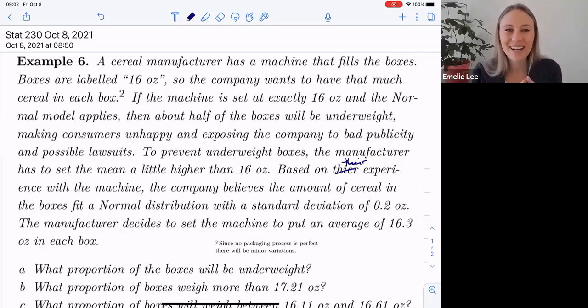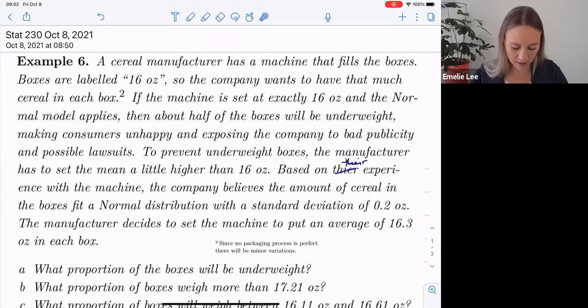Good morning. So we're going to start. We finished talking about some properties of the normal distribution, and now we're going to go through and actually do an example that shows all the different questions that we could ask and tackle.